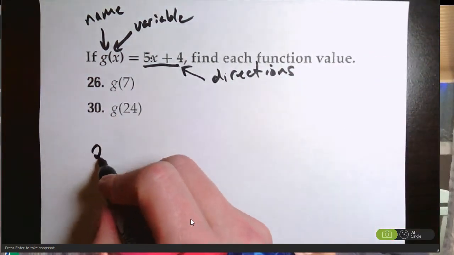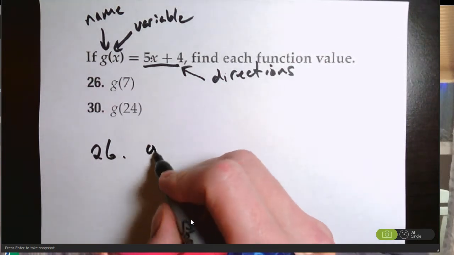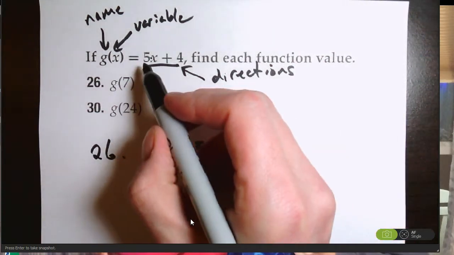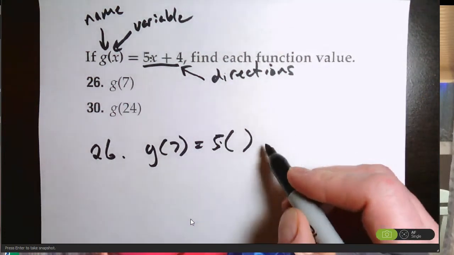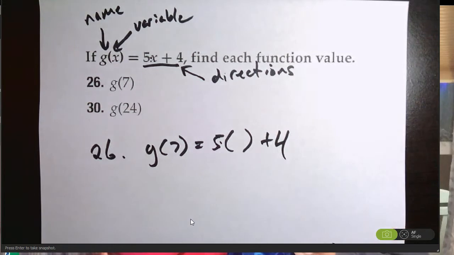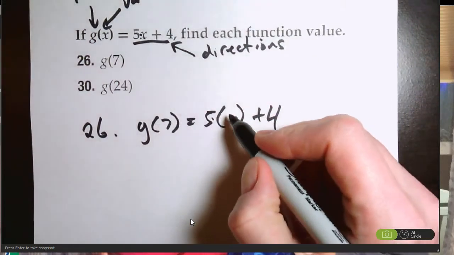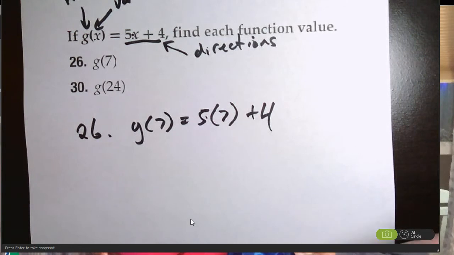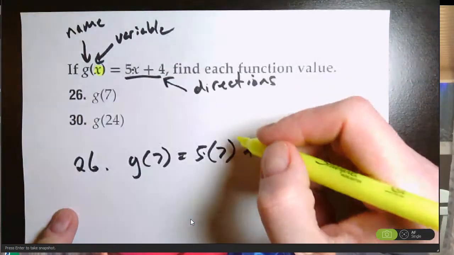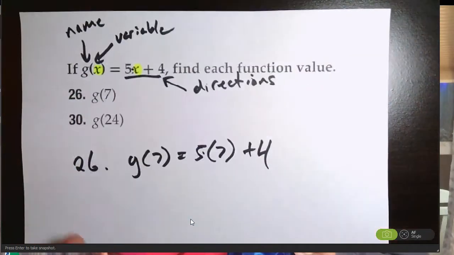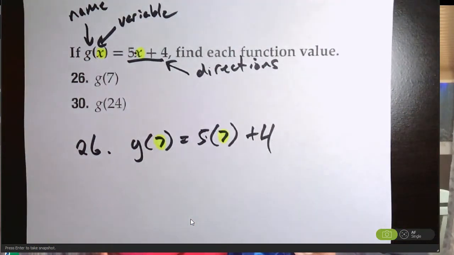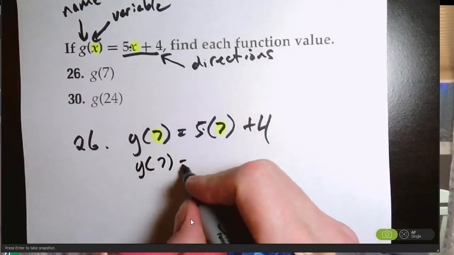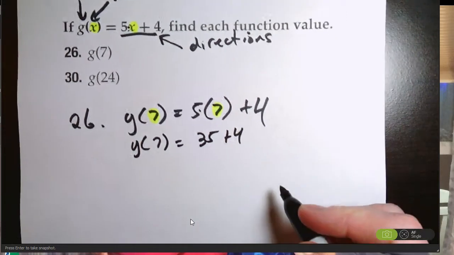So for number 26, g of 7, well, the directions say take whatever x is, multiply it by 5, and add 4. In this case, that means we're going to put a 7 in for that value, because this and this have to be the same thing. So if this is 7, this is 7. After that, we just simplify the right-hand side. Go back to good old order of operations. 35 plus 4.